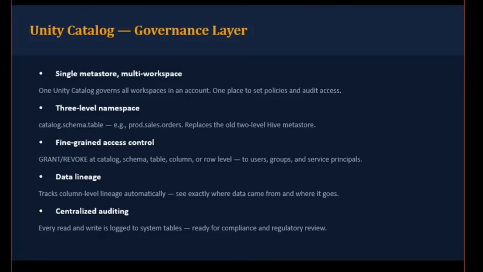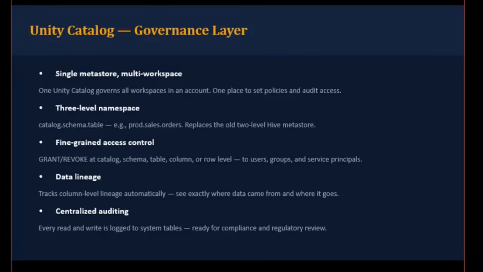Unity Catalog provides fine-grained access control. You can grant or revoke privileges at any level. That means the entire catalog, a specific schema, an individual table, specific columns, or even specific rows. We will do a deep dive into this in video 7.